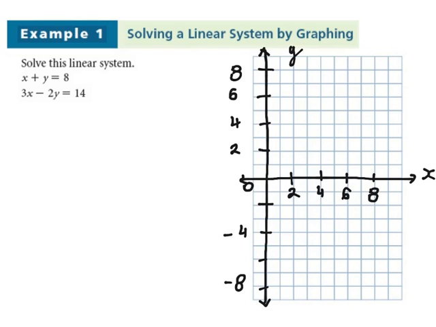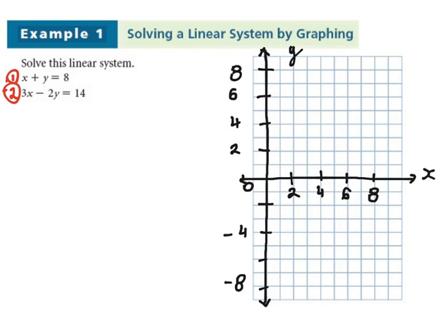So we're going to solve a linear system by graphing. Solve this linear system: x plus y equals 8, 3x minus 2y is equal to 14. I've already drawn the grid lines for you. What we need to do is graph both of these equations. So the first thing we should do is label equations 1 and 2, the first equation and the second equation. There are a number of ways to graph these two equations.